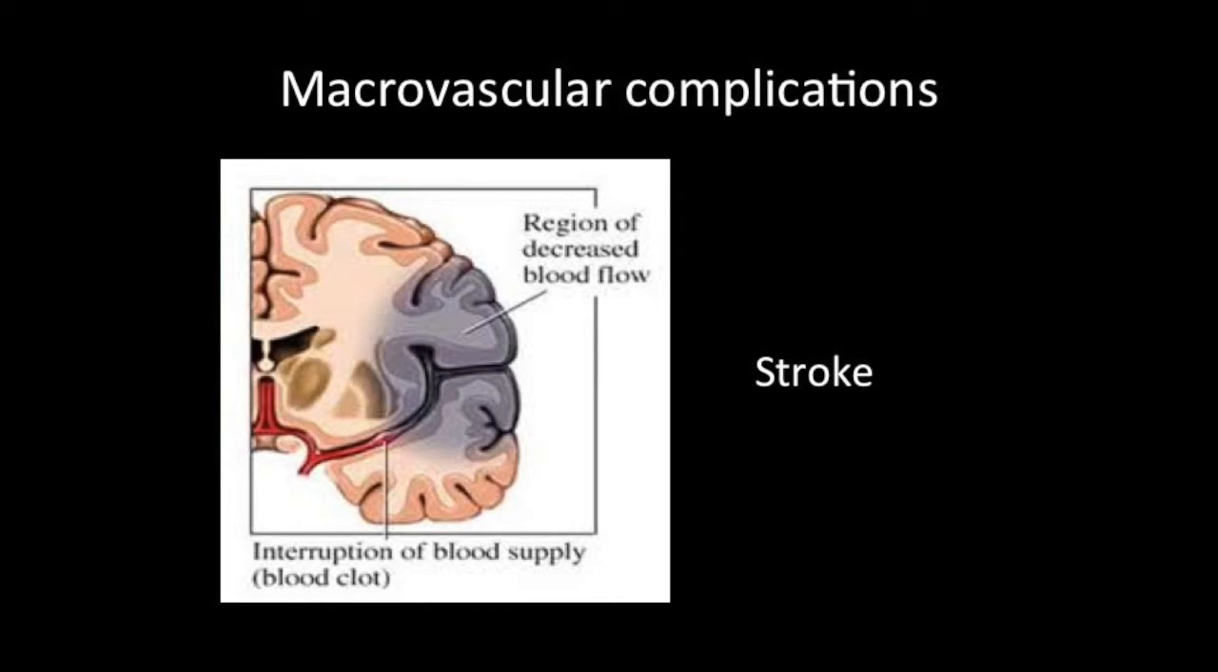Whereas, if supply from a small blood vessel is lost, it could cause relatively minor symptoms such as weakness of an arm, leg, or both, problems with balance, coordination, numbness of a part of the body, headache, and confusion.